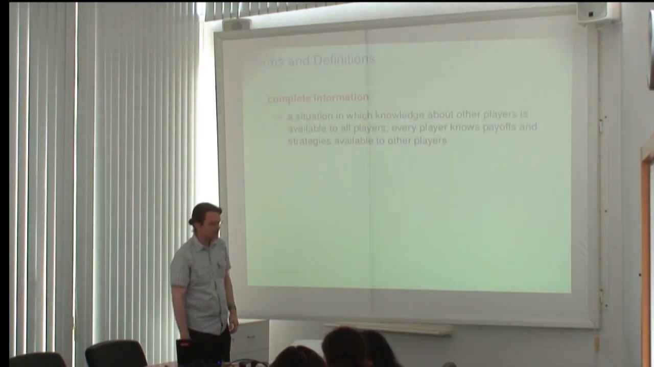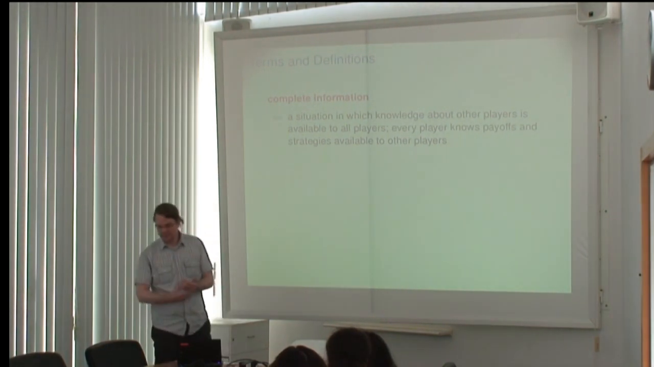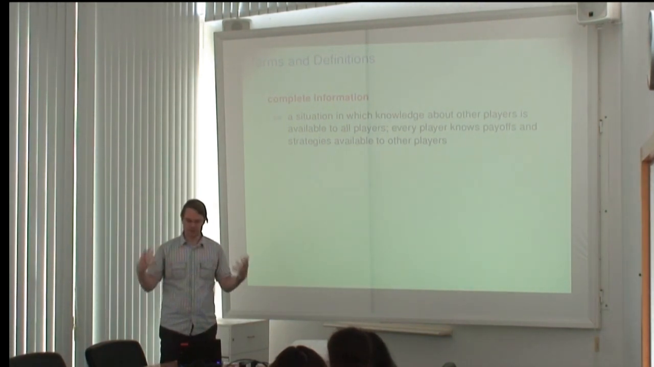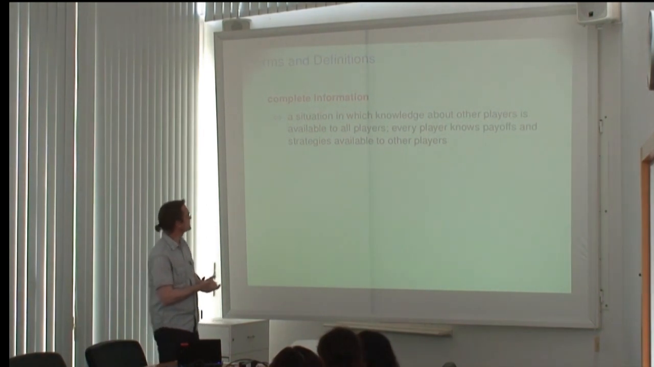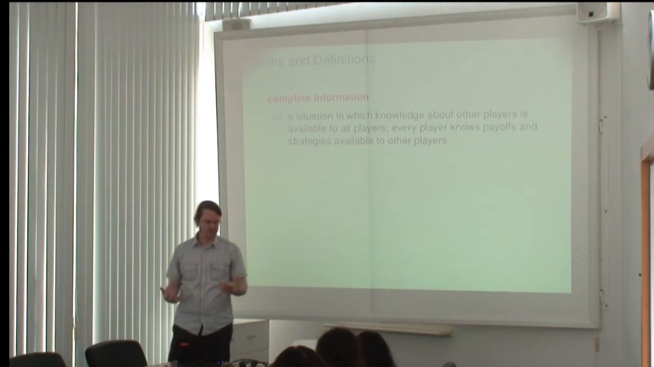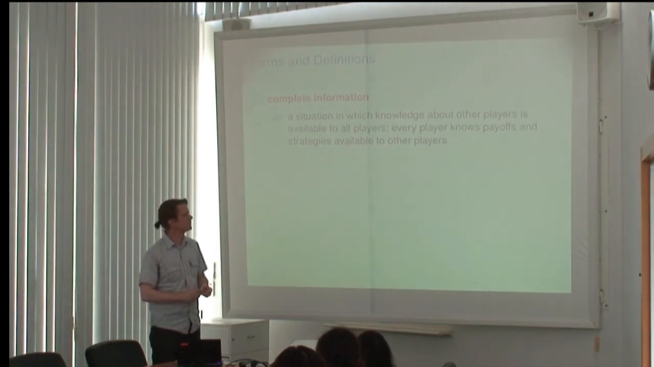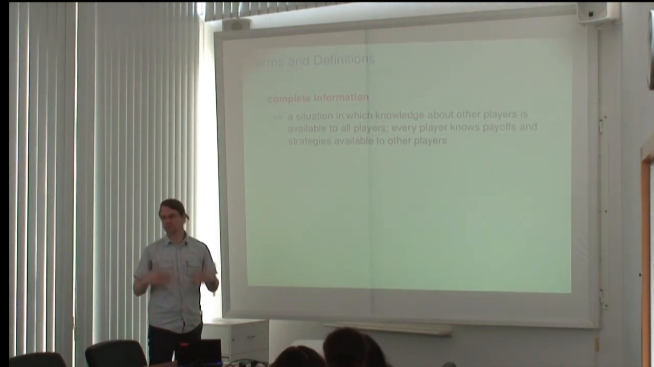And to start this lecture off, I thought, well, let's start at the beginning, where the history of game AI started. And the history, as we will see, began with ideas about how to play games like chess. And then people started to define, well, what constitutes a game? And they began to recognize that there are several characteristics that probably need definition or explanation. And here's the first. A complete information game is a situation where knowledge about other players is available to all players. Every player knows payoffs, whatever that is, and strategies, whatever that is, available to the other players. This is called the situation of complete information.